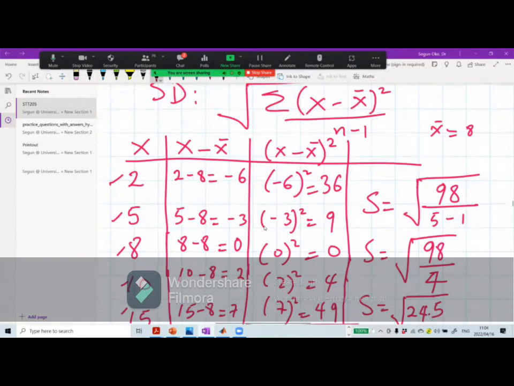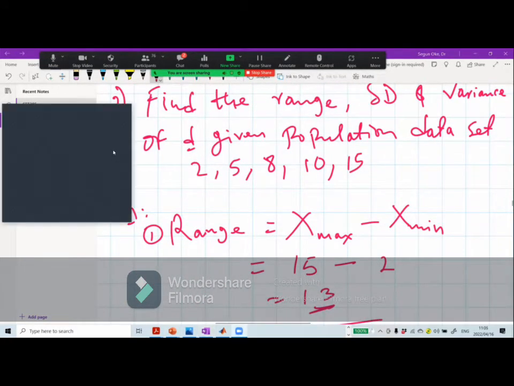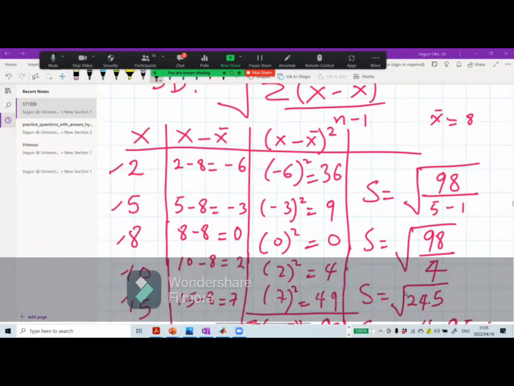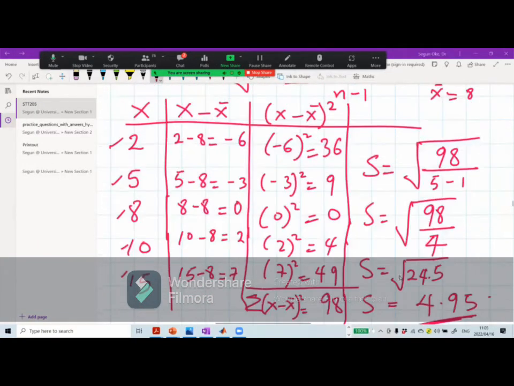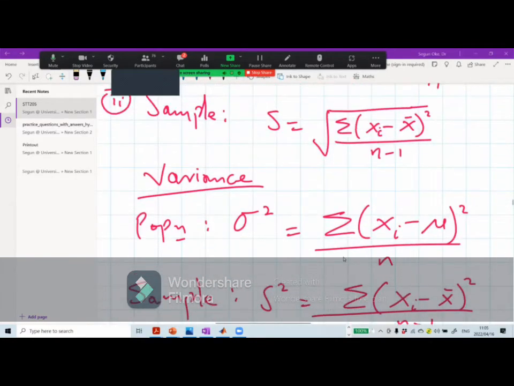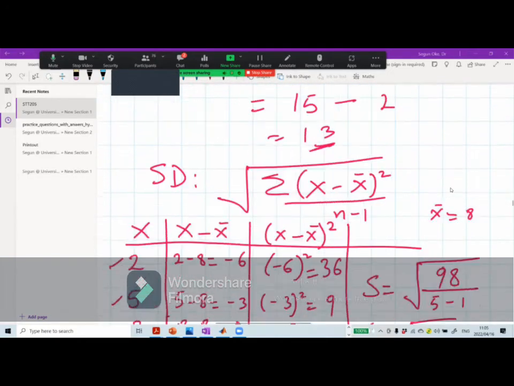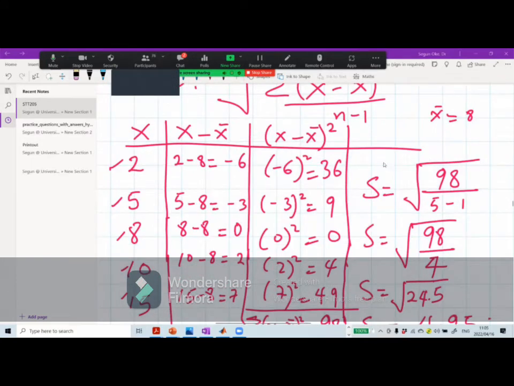Are you seeing my screen? Yes, sir. So on your own, you can also do the second question. You have the formula to solve it. Always remember, in the population, you don't divide them. How do you calculate the mean? Yes, Friday.